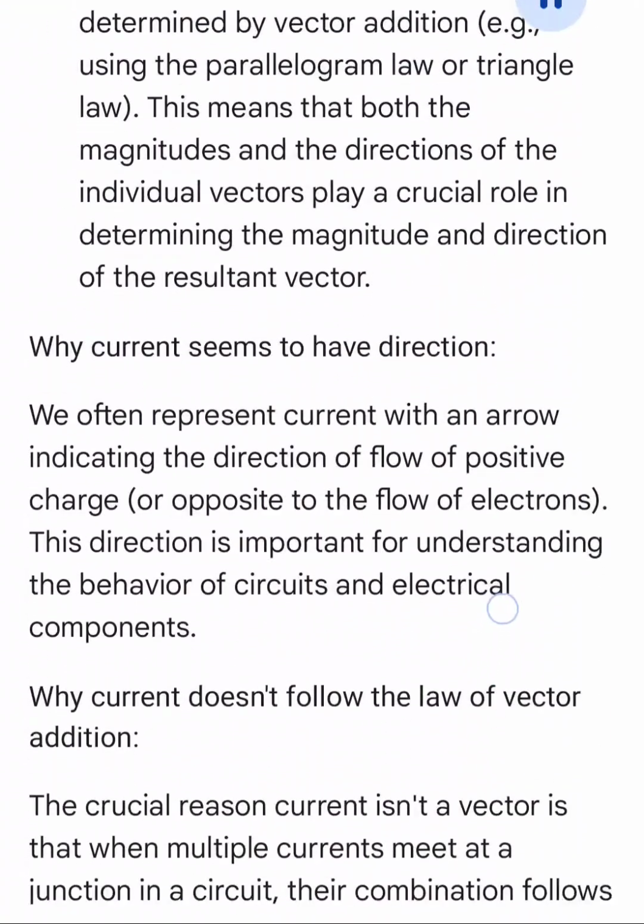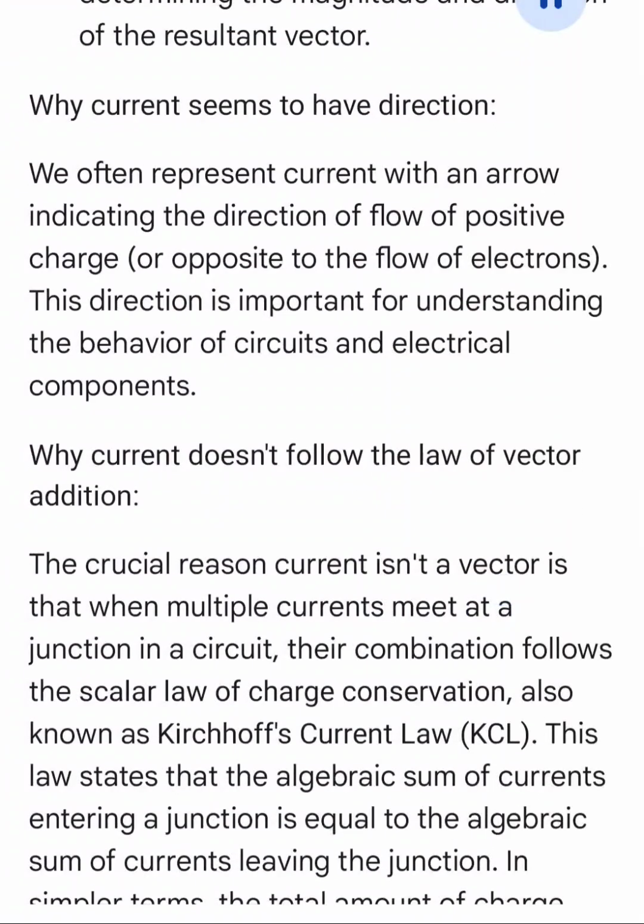Why current seems to have direction? We often represent current with an arrow indicating the direction of flow of positive charge, or opposite to the flow of electrons. This direction is important for understanding the behavior of circuits and electrical components.